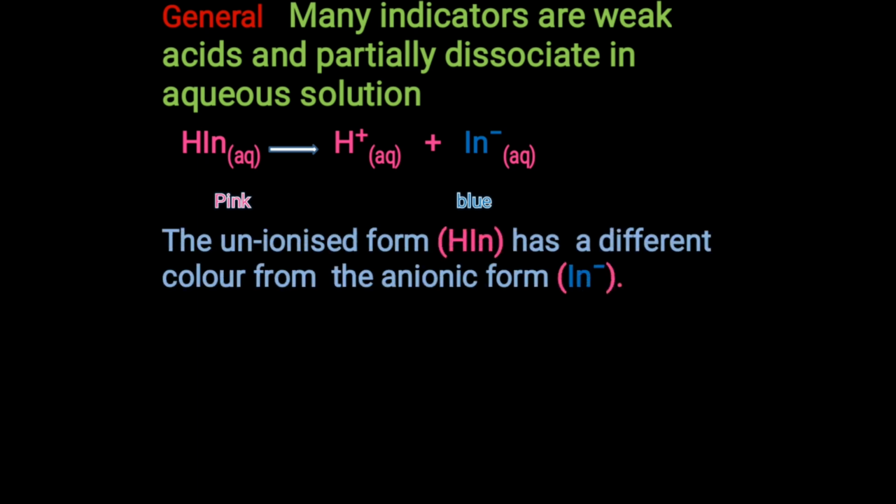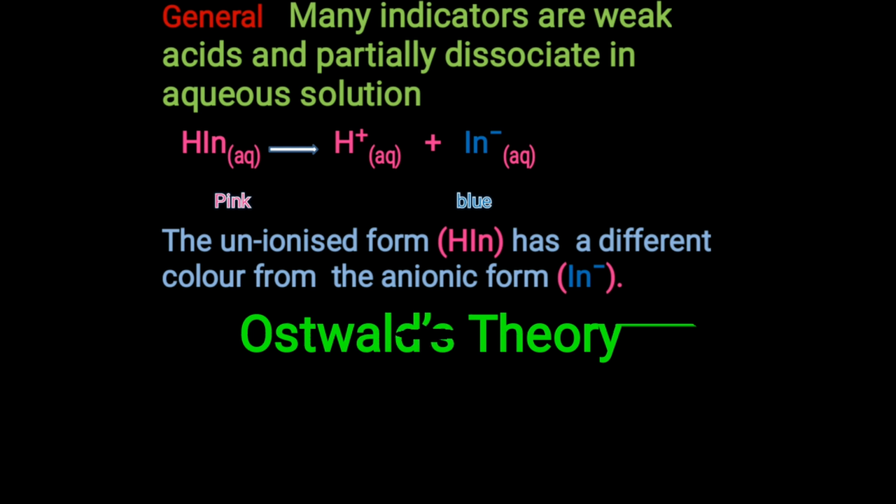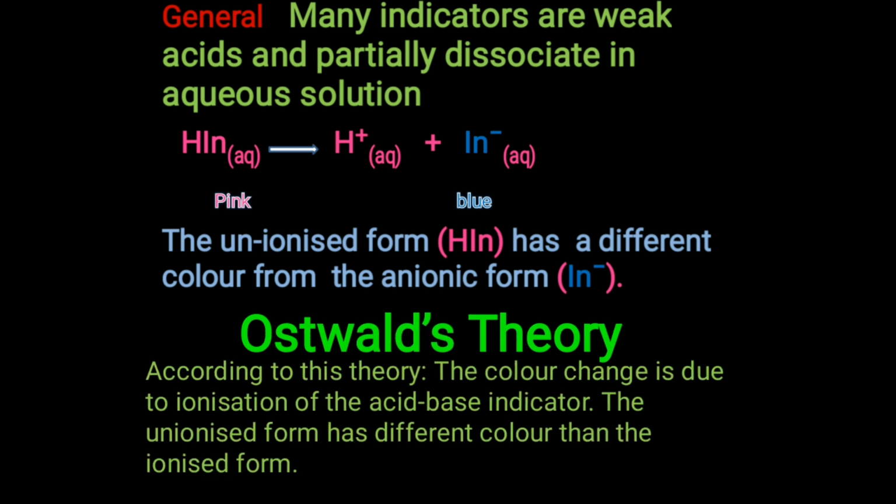That is, the unionized form has a different color from the anionic form. This is the basis of Ostwald theory of indicators. According to Ostwald's theory, the color change is due to ionization of the acid-base indicator. The unionized form has different color from the ionized form. Let us see Ostwald theory in detail.